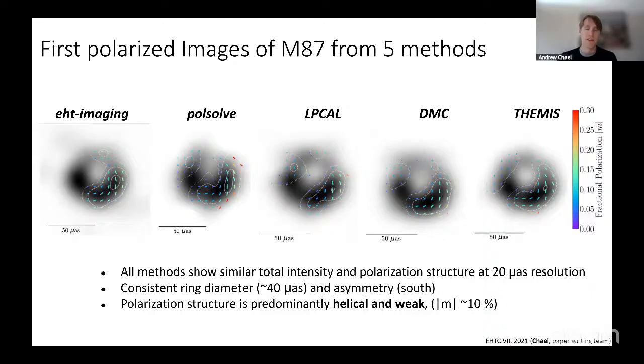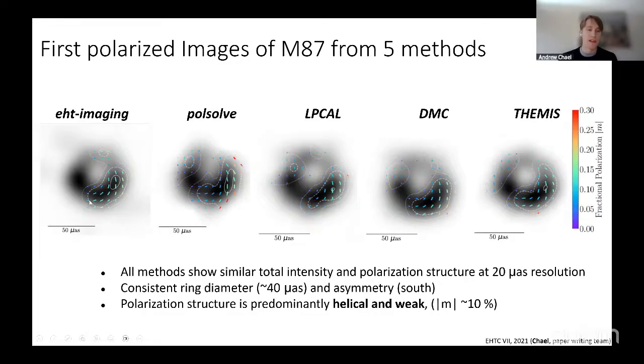In this case, for the first images of M87 that we did several years ago, we used 5 different imaging methods spanning a whole range of approaches, and we came up with these 5 different independent reconstructions of M87 in polarization. And we see that all of them, while they have slight differences, which might depend on the different choices the methods make, feature the same broad trends, which are the ones that we're confident in and we can physically interpret. So in particular, all these methods show similar ring-like structure in total intensity and grayscale.